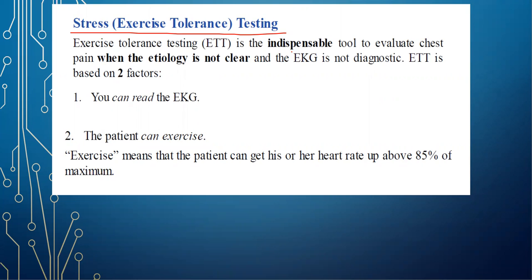The exercise tolerance test is an indispensable tool to evaluate chest pain when the etiology is not clear and the ECG is normal. Now, before you send someone for this stress test, two things you need to know. One, the baseline ECG is completely normal. And second, the patient is able to exercise. If you send a patient who has severe osteoarthritis of the knee joint to run on a treadmill, that's not realistic. If you send a patient who has a fractured tibia to run on a treadmill, that's not good. So the patient needs to be able to exercise or run on a treadmill, and there should not be any baseline ECG abnormality.